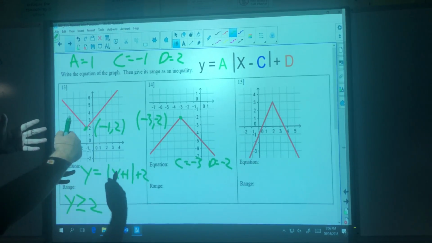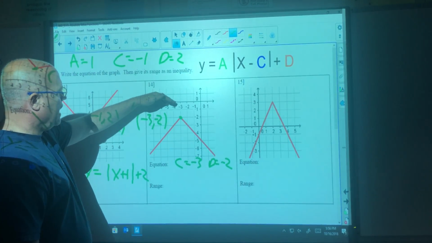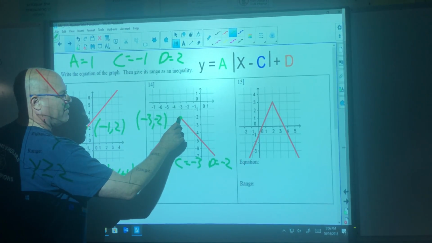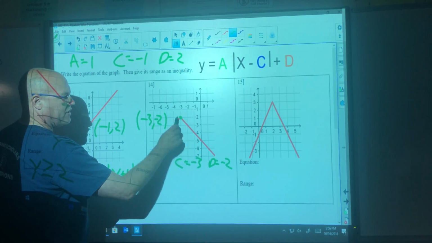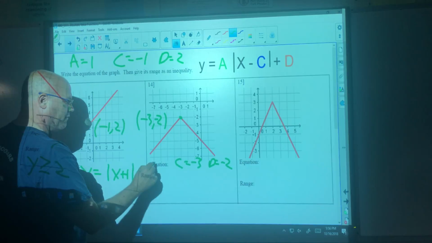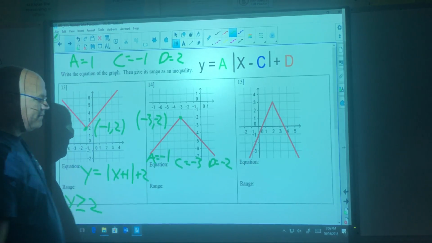And then, was there a reflection? There was a reflection. And is the a value still 1 though? See, over 1, down 1, over 1, down 1, yeah. So the a value is still 1, but it's going to be negative 1 because of the reflection. So it's going to be a equals negative 1.